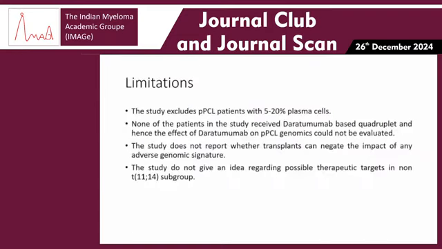Coming to the limitations of the study, it excludes primary plasma cell leukemia patients with 5 to 20% plasma cells. None of the patients in the study received a daratumumab-based quadruplet, and hence the effect of daratumumab on primary plasma cell leukemia genomics could not be evaluated. The study does not report whether transplants can negate the impact of any adverse genomic signature. The study does not give an idea regarding possible therapeutic targets in the non-translocation 11;14 subgroup.